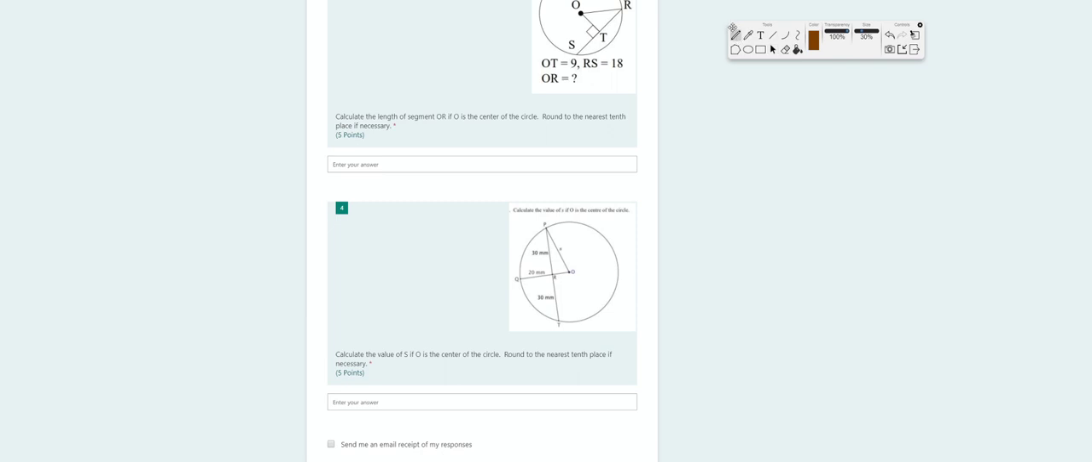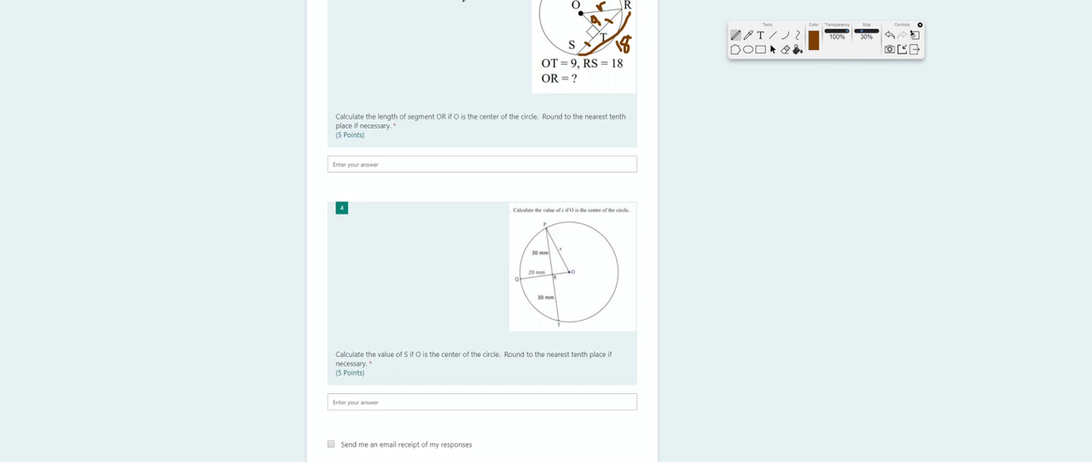And the next one, they give you that OT. From O to T is 9. Okay, so that's 9. RS, so from R to S, which is the whole thing, is 18. So the whole line is 18. Again, remember that OT is splitting this segment in half. So you have to get half of 18. And then they ask you what is from O to R. So from O to R is this right here.